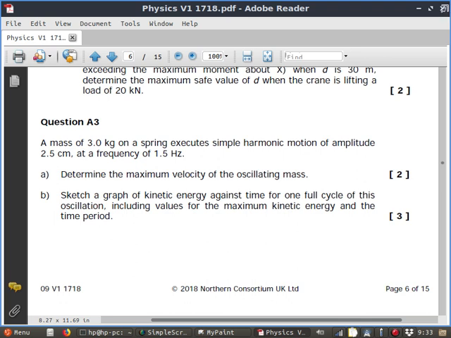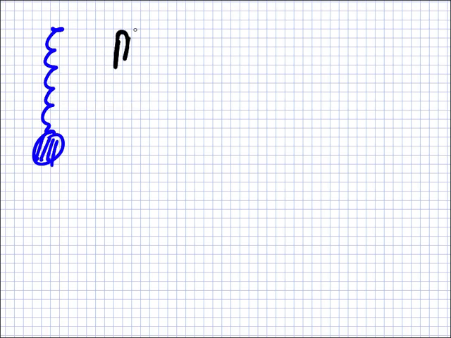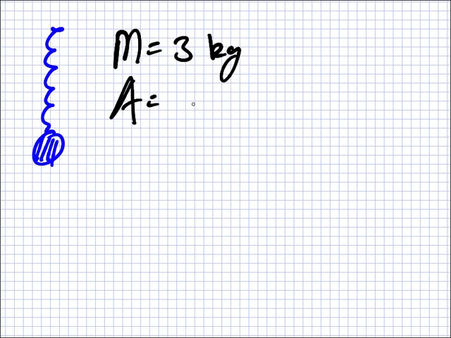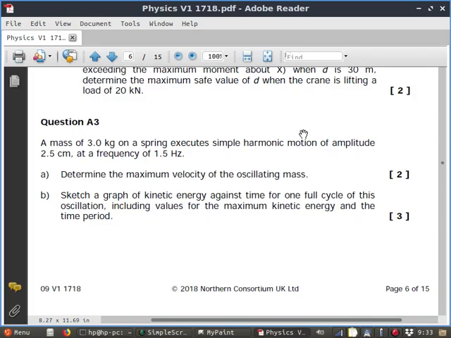Okay. A mass of 3 kilograms on a spring executes simple harmonic motion. So let's write down the info. M, 3 kilograms. A, 0.025 meters. F, 1.5 hertz. What is the maximum velocity?